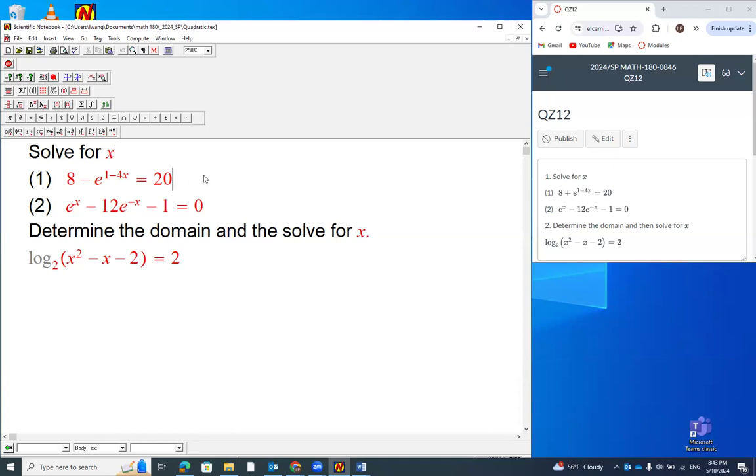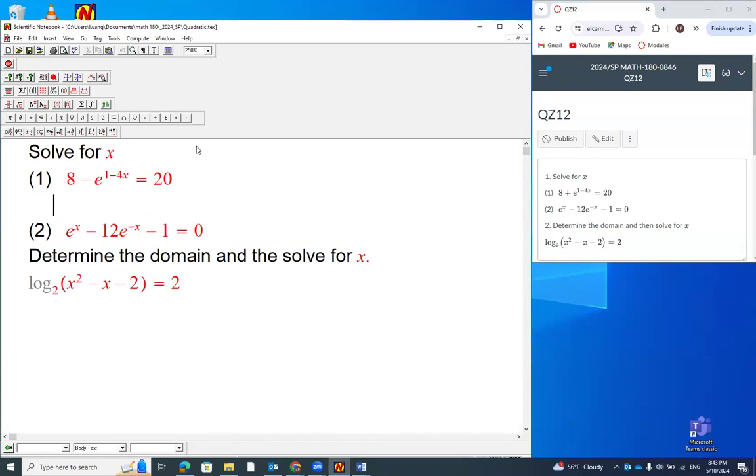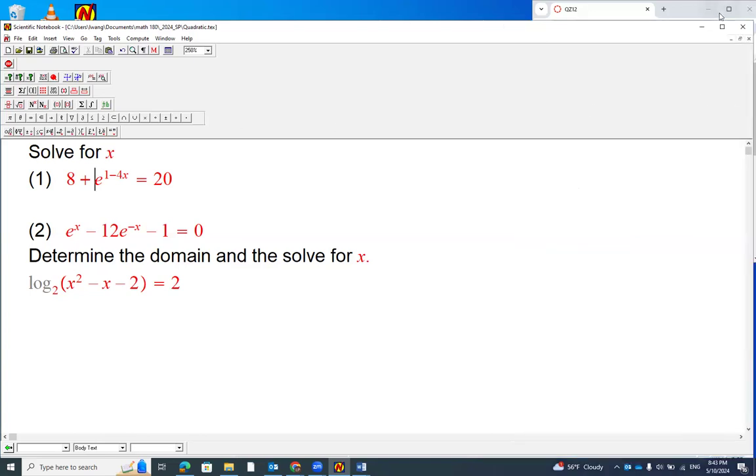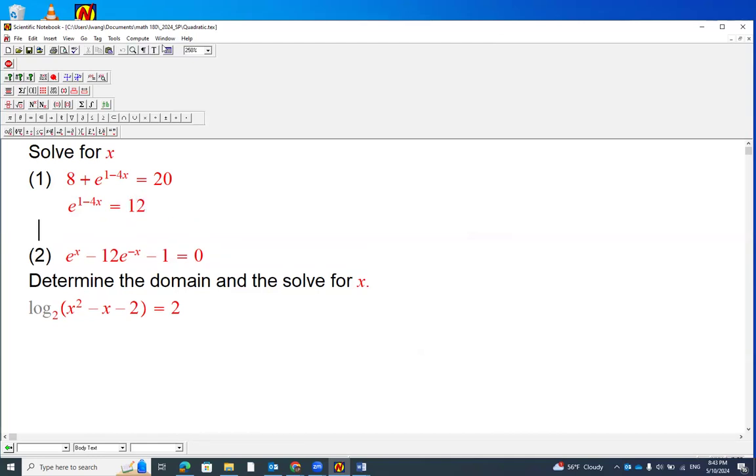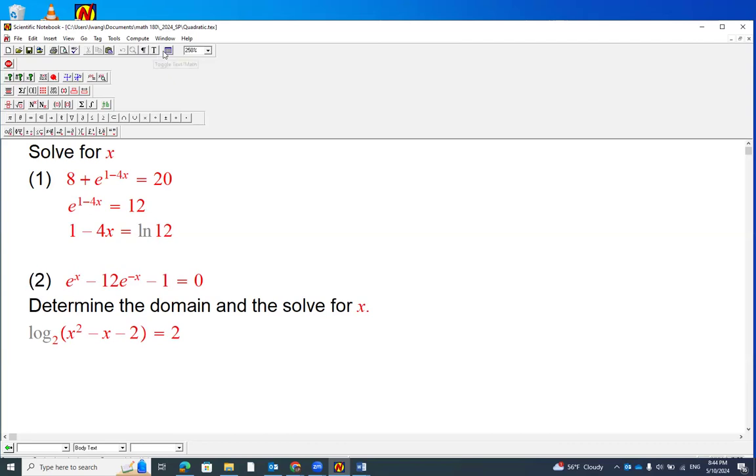So let's start from the first one. This is a plus actually. Let me just cover that part, I don't need that. So we have e to the power of 1 minus 4x. We subtract 8 on both sides, so 8 subtracted from 20 is 12. And we apply the logarithm definition, so 1 minus 4x equals the natural log of 12.